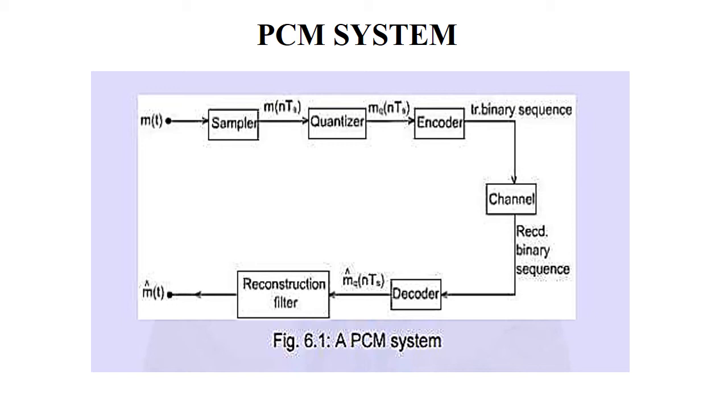On the receiver side, after receiving the binary sequence, it is decoded using the decoder. The decoded process converts the digital signal to analog using a digital-to-analog converter, and it is given to the reconstruction filter, which is a low pass filter. This low pass filter is used to smooth the output signal and give the accurate m cap of t signal.